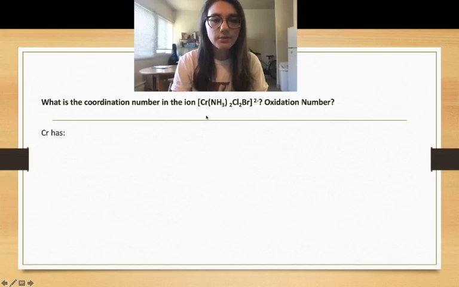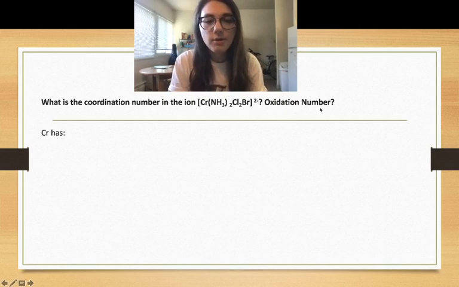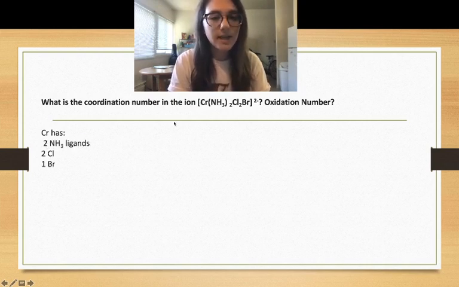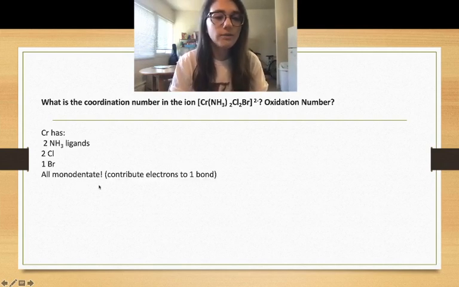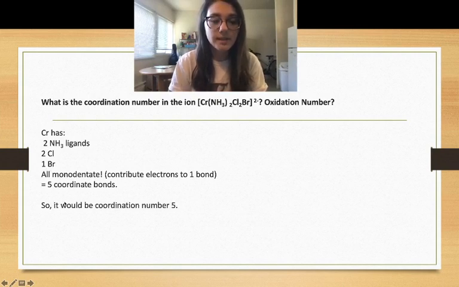Now I'm going to go through some problems quickly. We're wondering what's the coordination number of the ion, and we're always looking at the central one, which is chromium, diammine, dichloride, bromide. And then what's the oxidation number? The chromium has 2 ammine ligands, 2 chloride ligands and 1 bromide ligand. They're all monodentate, meaning each contributes electrons to only one bond to the central atom. That means there are 5 coordinate bonds: 2 plus 2 plus 1 is 5. So the coordination number would be 5.